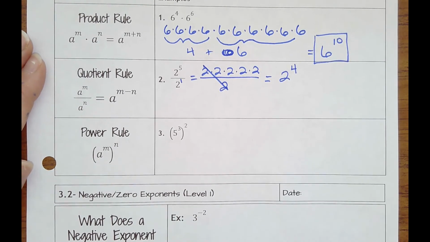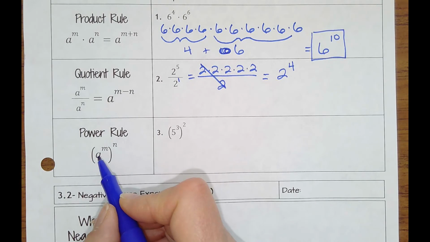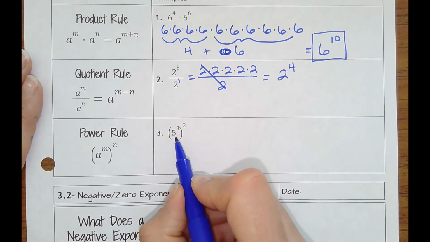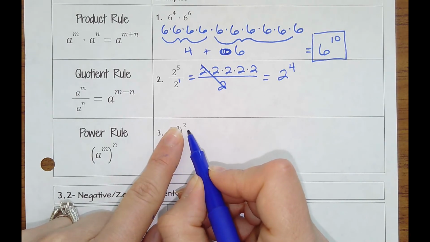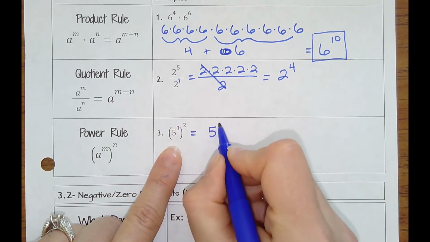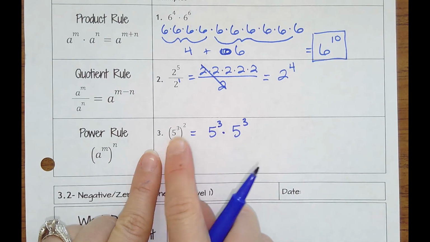And then the last one is the power rule. Power because you're taking an exponent, which is already like a power thing, to another power. Oh, I forgot to put what that equals. So this is 5 to the 3rd power. This quantity, this amount is being squared. So I'm going to expand it real quick. I'm going to put that this really equals 5 to the 3rd power times itself. See how this is happening twice?